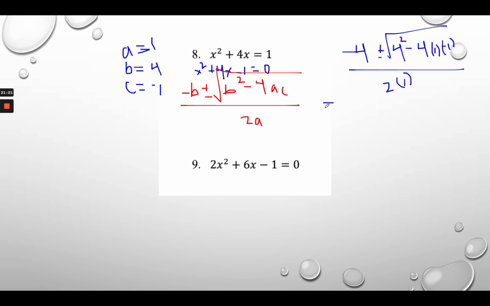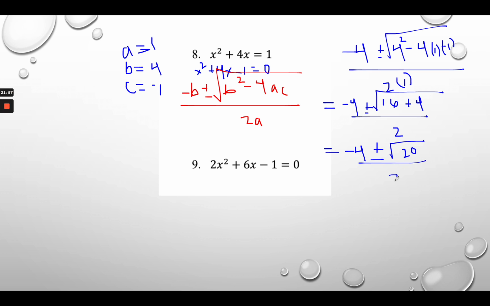Okay, so that's going to simplify down to -4 plus or minus square root of 4 squared is 16. -4 times 1 is -4, and -4 times -1 is a +4. All over 2 times 1, which is 2. So then we get -4 plus or minus the square root of, this is going to be 20, all over 2.